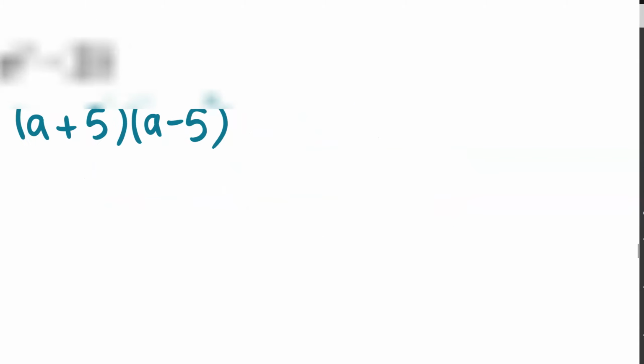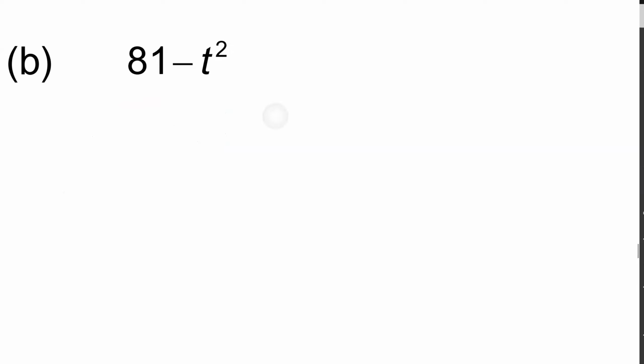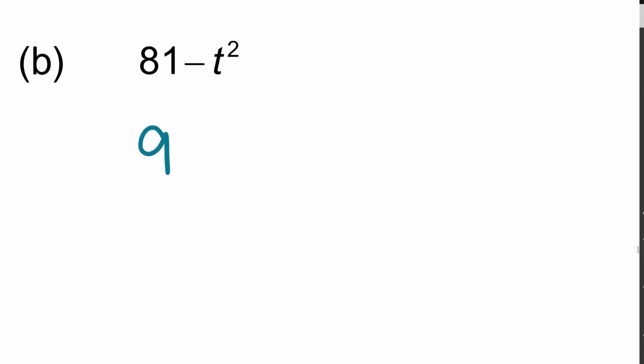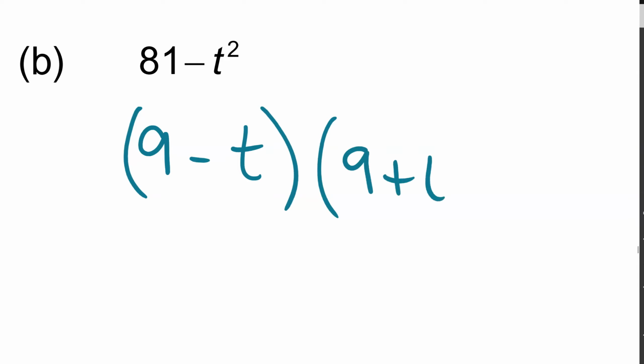The next one is 81 minus t squared. Difference of squares once again, because 81 is a perfect square and t squared is a perfect square. It's going to be the square root of your first plus and minus the square root of your second. The square root of 81 is 9. The square root of t squared is just t, because you're asking yourself, what times itself is t squared? Oh, t. So it's going to be 9 minus t and 9 plus t.